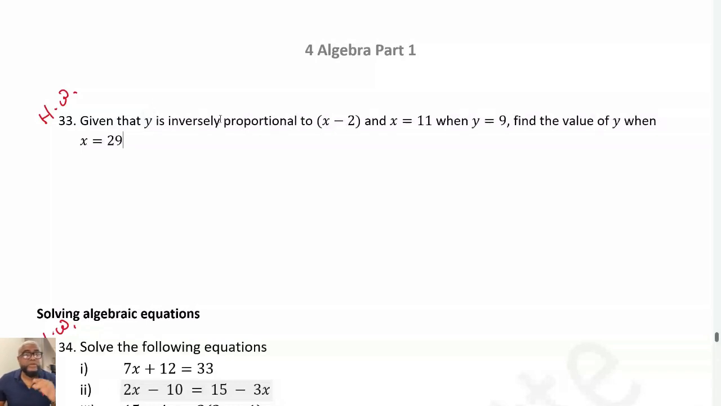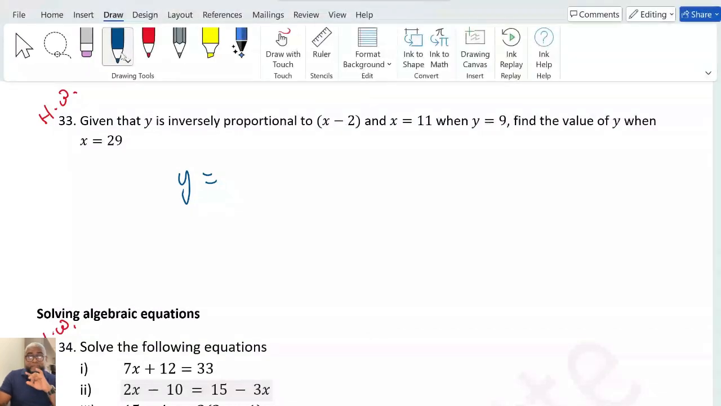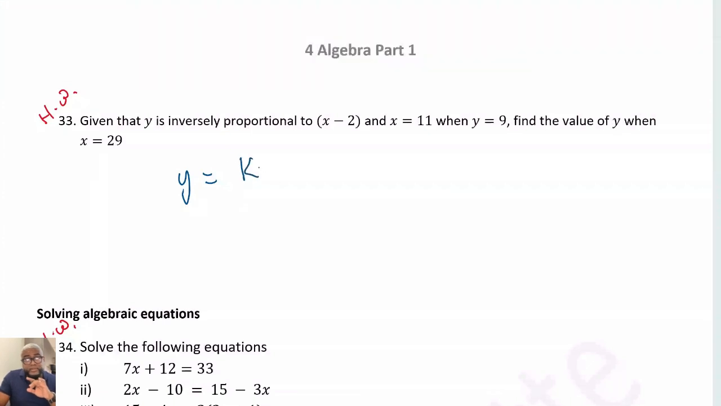So we go in. Y is inversely proportional to this. That statement gives me the formula, right? Now, inversely proportional is something different. Y is inversely proportional to X minus 2 is going to be Y is equal to what? K over X minus 2. Wait, we aren't writing that yet. We got the formula, right? You are way ahead of the class. This is the formula, okay?